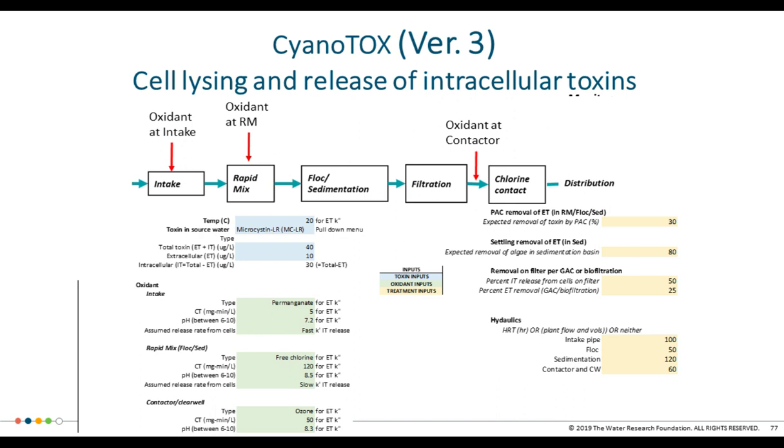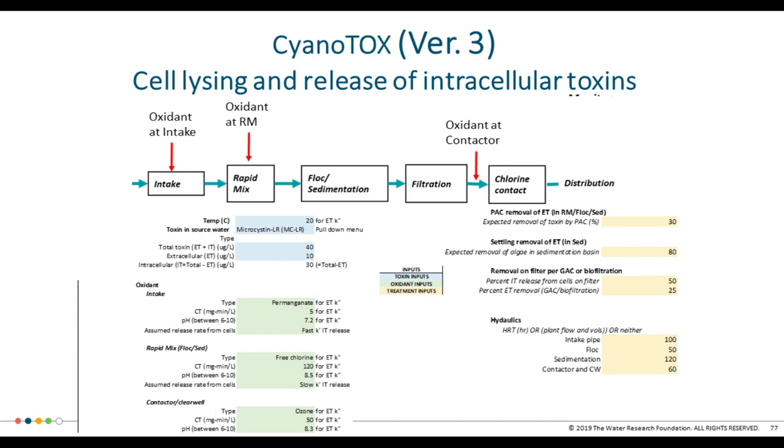And there we go. And so then you can enter the temperature, the toxin itself, what the total toxin, intracellular plus extracellular, and what the extracellular toxins are, and then those are the 2 tests we tend to run, right? And then you have the intracellular toxin. Then we can also enter the oxidant information for each zone. And the example that's set up is we have permanganate coming in at the intake, we have free chlorine at the rapid mix, and we have the contactor with ozone. For each one, we have a CT, we have a pH, and then we have an assumed release rate from the cells.